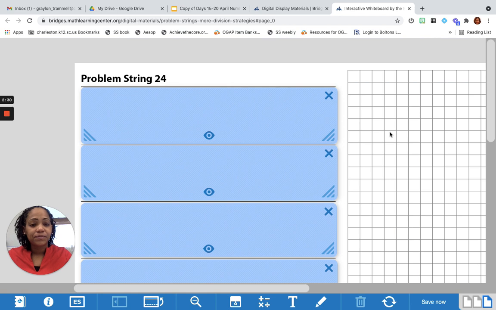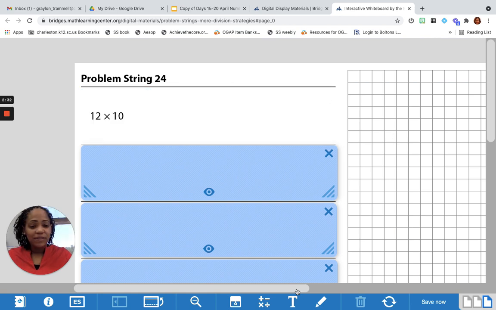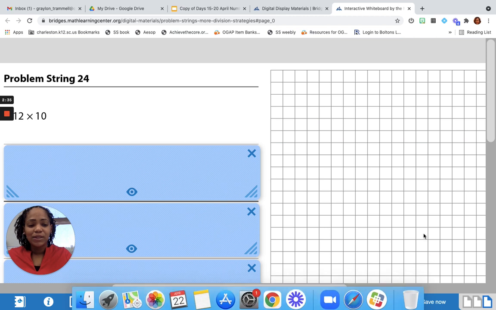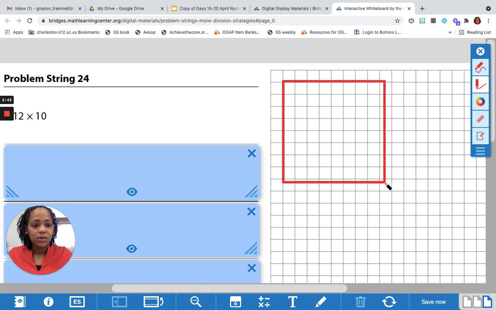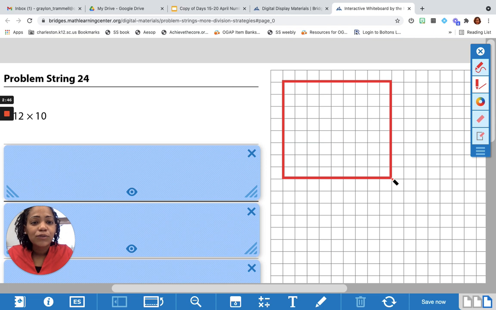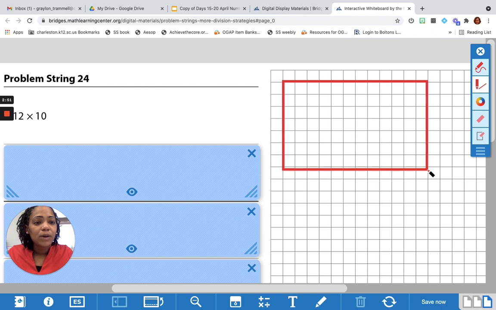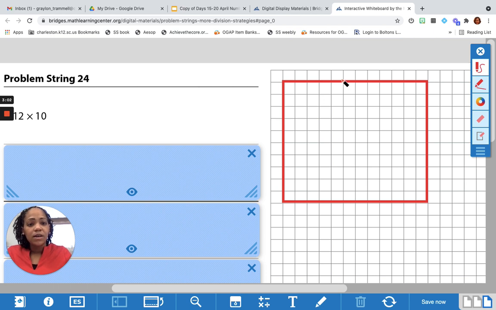So here we go. Problem number 1, 12 times 10. 12 times 10 is so easy. We can do 12 times 10 because we know our times 10 tables, right? So this may not be proportionate. Maybe I should make it proportional. Let's see. 2, 4, 6, 8, 10, 12. And then I need 10. So here's my 12 by 10. And I can label it. Obviously, the longer side is 12, and the shorter side is 10.